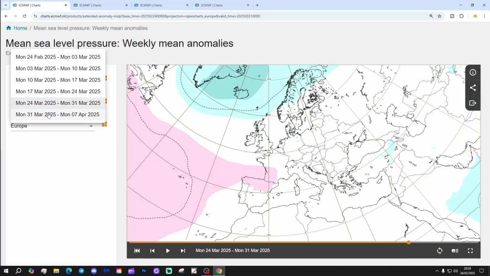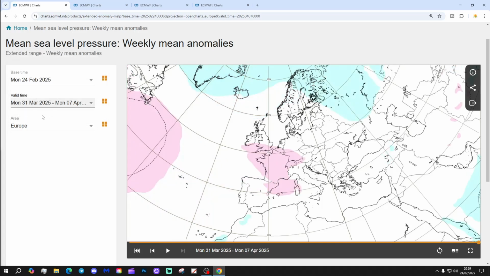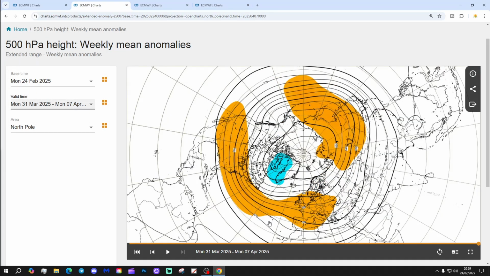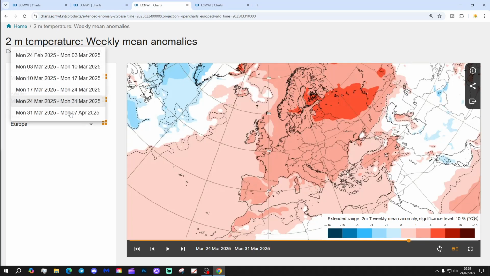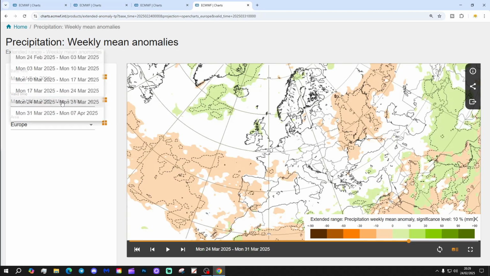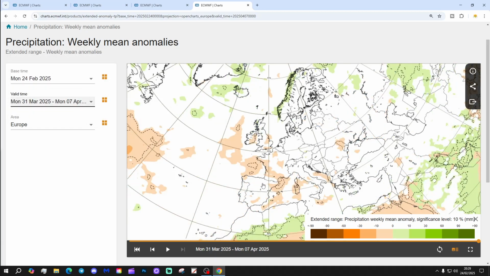And then week 6 will be the 31st of March to the 7th of April. Signs of a change with some higher pressure appearing through the west of Europe then. 500 millibar heights again, suggesting a ridge through the west of Europe as well. Temperature is still above average, and precipitation-wise, turning drier on this western side of Europe. That is a long way off.